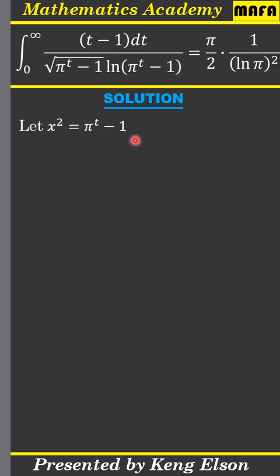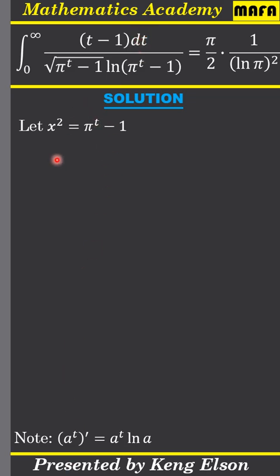Now I am changing variable, so everything in terms of t will be converted to be in terms of x. You realize that the bounds are going to be changed, the t is going to be changed, anything concerning t will now be in terms of x. That's the very first thing we have to do. So my u substitution, or my x substitution, is x squared equal to pi to the power t minus 1. Now we have to differentiate and get the t, and we write the t in terms of the x.